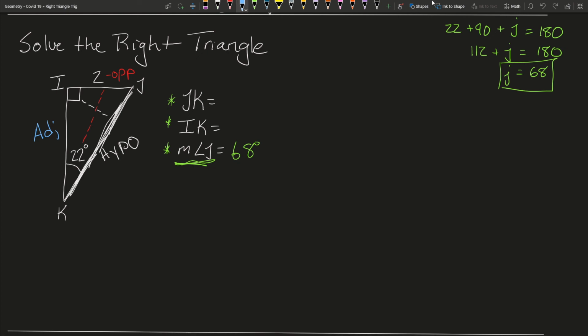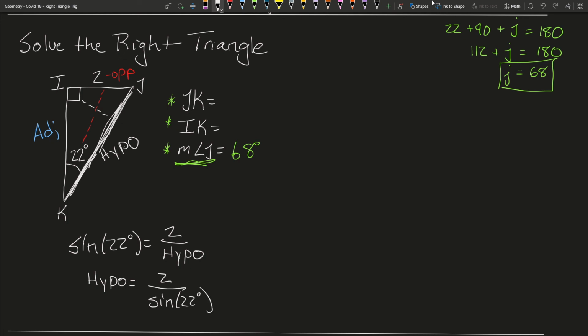And I'll do that in white. All right, so in order to solve for JK, we have the opposite side and we don't have the hypotenuse. Okay, and the only trig function with both opposite and hypotenuse is sine. So we would take the sine of our angle is equal to our opposite side, which is 2, over the hypotenuse. When we multiply the hypotenuse on both sides and then get the hypotenuse by itself, it ends up being that the hypotenuse is equal to 2 divided by the sine of 22. And then we can plug that into a calculator and get an answer.